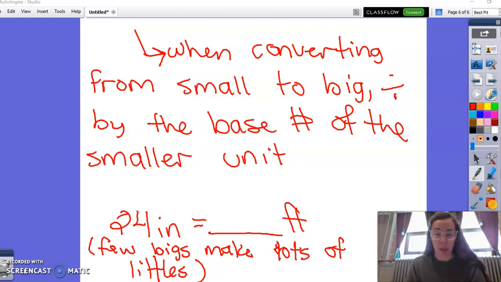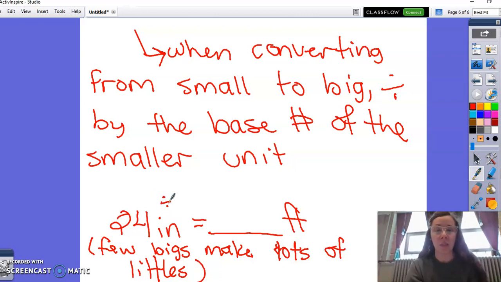So picking up where we left off, talking about going from small units to big units, you need fewer bigs to equal lots of littles, or to make lots of littles. That's where we left off last time. So we were in the middle of going from inches to feet, and we were talking about needing to divide in order to get there. So I'm going to divide.